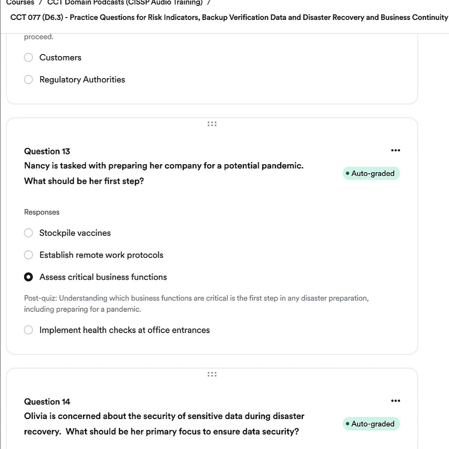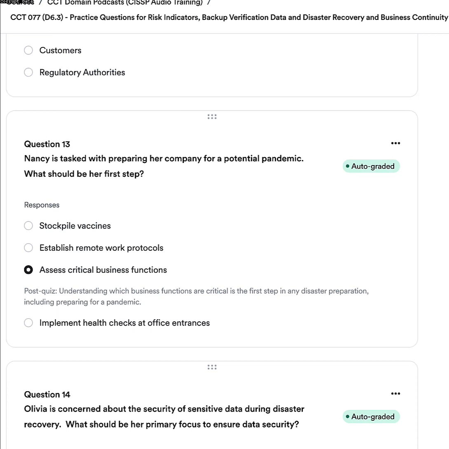Well, we've been through this, right? So when it comes right down to it, you want to assess the critical business functions. So if remote work is occurring and a pandemic has happened, you want to ensure what business systems can be running and how you would get them running.